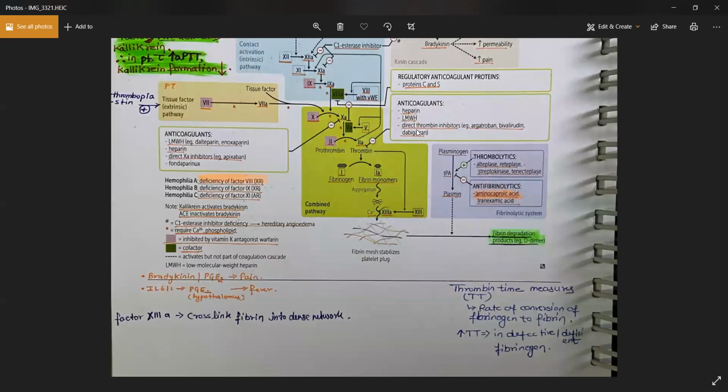Does anyone know the function of heparin? How does it work? The MOA of heparin? How does it inhibit factor 10 and factor 2? Anyone?